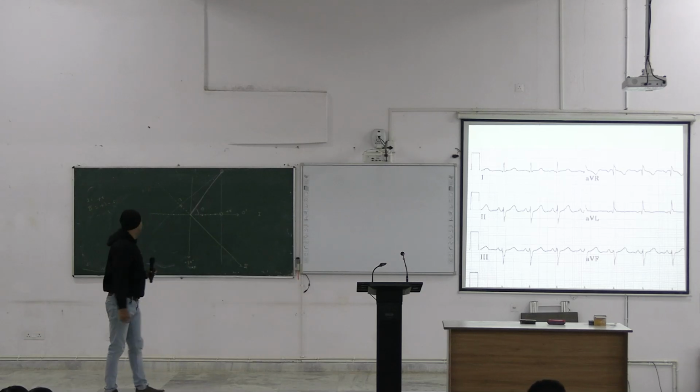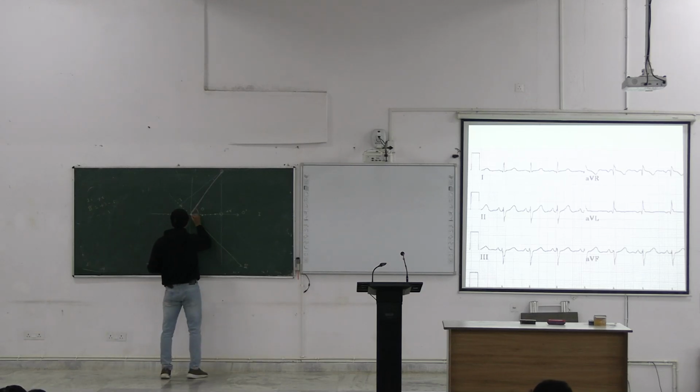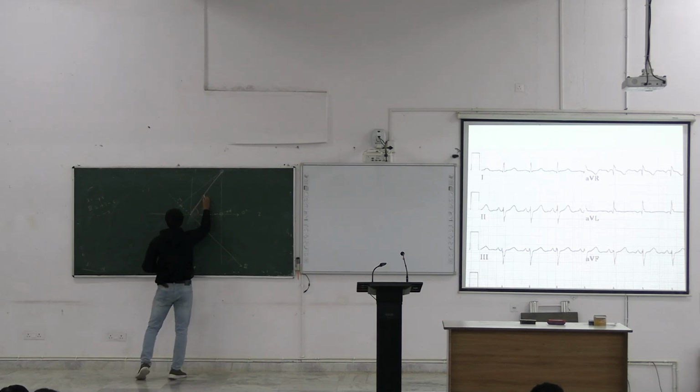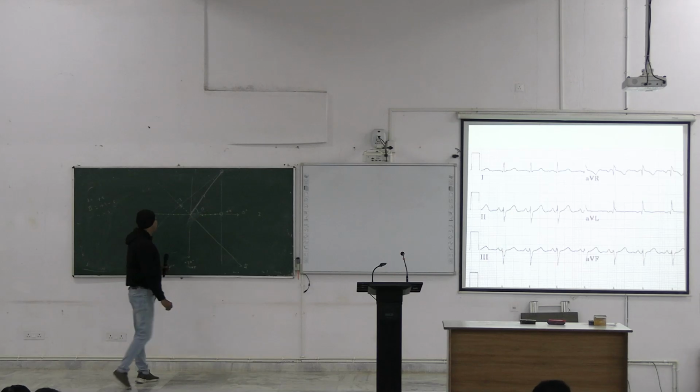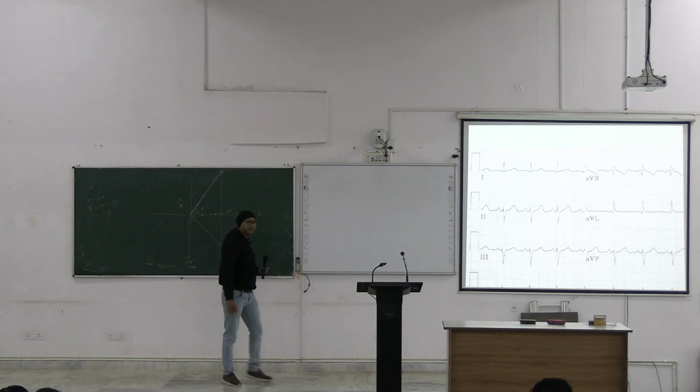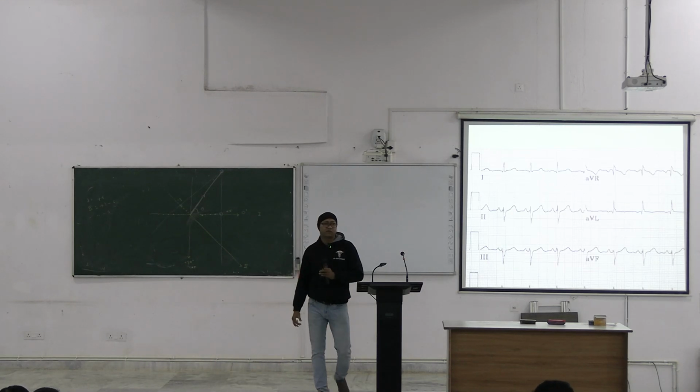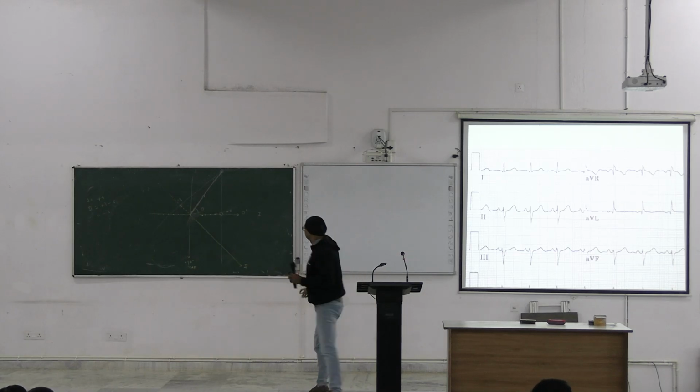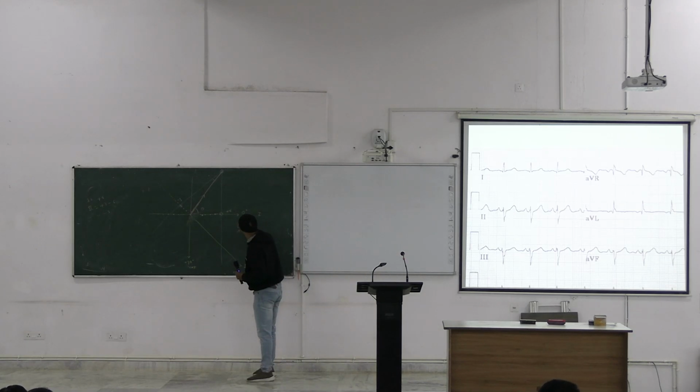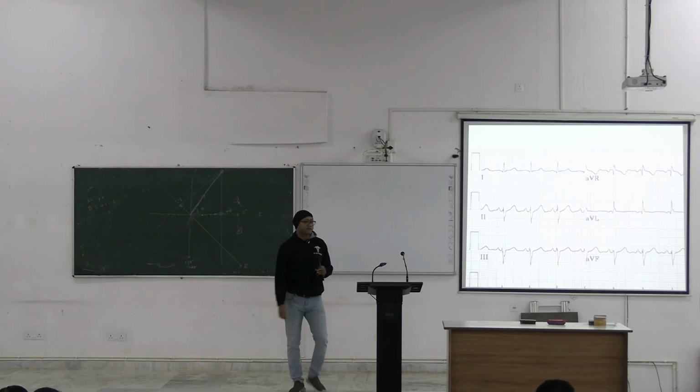Okay. And the normal axis range, you know, it is minus 30 to plus 110. So this is the range. This is the range of normal axis, and here it is the mean electrical axis. Okay. So it will be coming to around minus 60 degree or minus 70 degree, somewhat like that. Okay. So you know, from 0 degree this side is positive and this side is negative, right? So it will be coming around minus 60 degree or minus 70 degree.